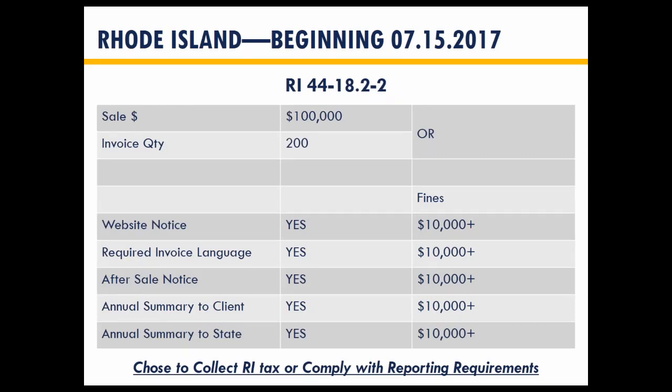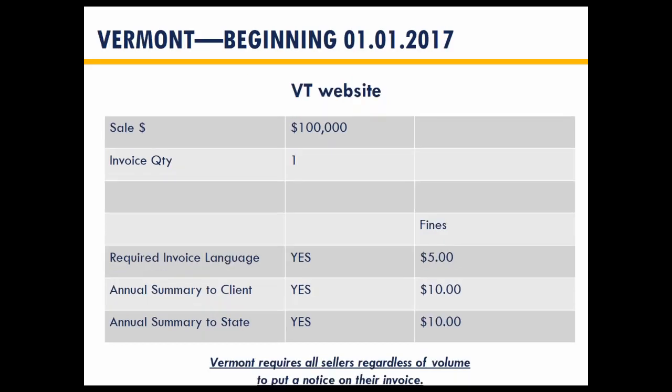Rhode Island, $100,000 threshold, $10,000 minimum fine. Either you did our reporting 100% perfect, or you collected our tax. And everybody's reporting and notice requirements are just a little bit different. So it's way easier just to collect the tax if it applies. Vermont, hopefully, it's Vermont, same deal.